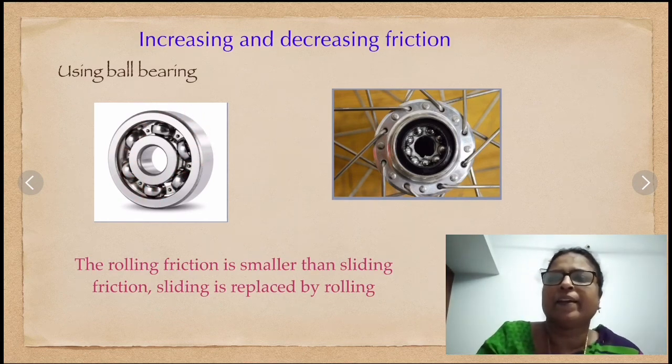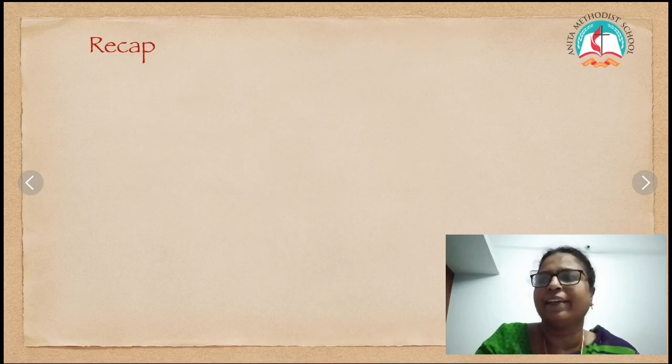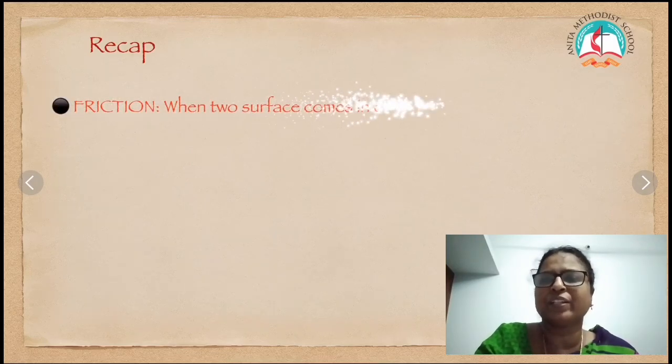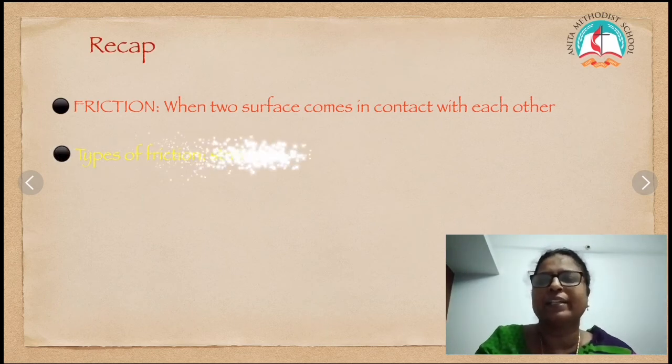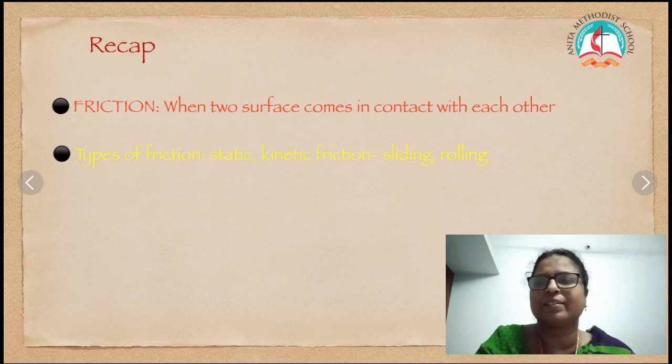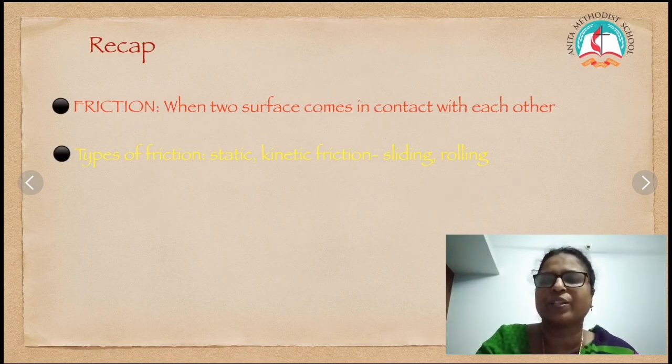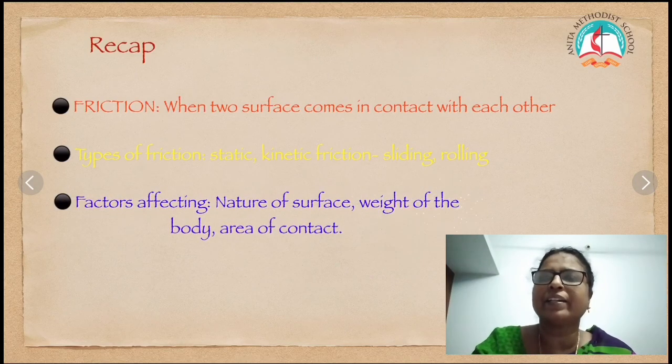Then let's have a recap of it. When two surfaces come in contact with each other, friction is produced. What are the types of friction we learned? Static friction and kinetic friction. Kinetic friction has two types, that is sliding and rolling friction. Then the factors affecting friction: nature of the surface, weight of the body and the area of the contact.